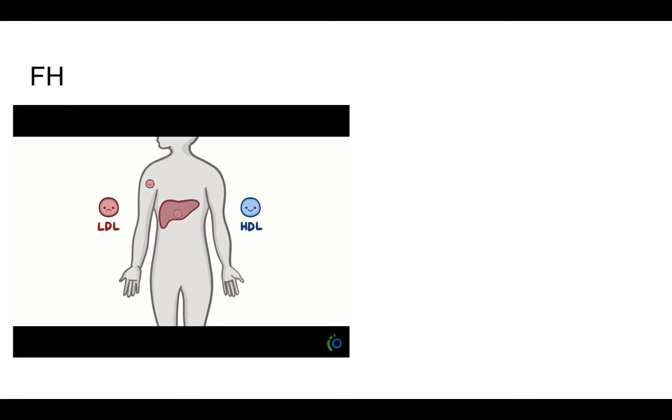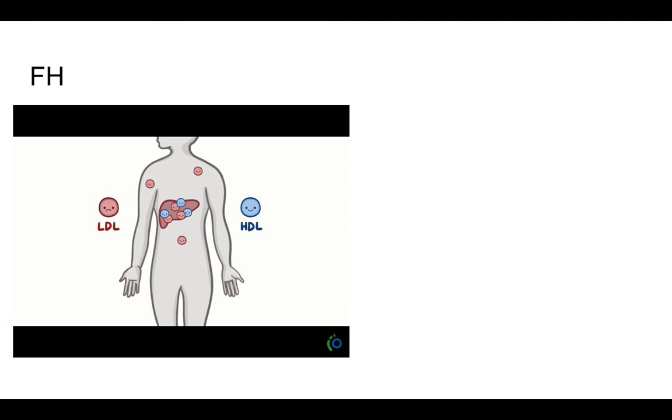LDL is produced by the liver, and it carries cholesterol out to the rest of the body. If all of the cholesterol from LDL is not completely distributed to the peripheral cells, then HDL brings some of that cholesterol back from the peripheral tissues and sends it to the liver.